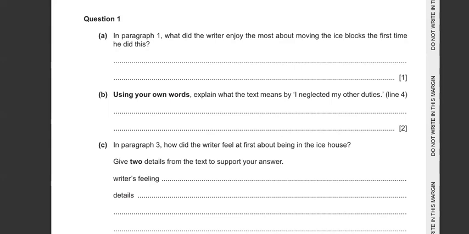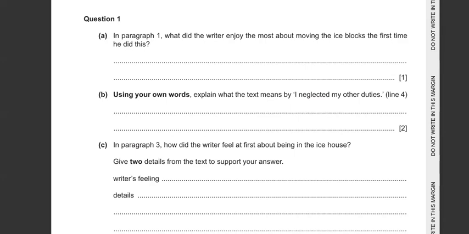So the command which has been given in the question in paragraph number 1 is: what did the writer enjoy most? That means that you have to go back to paragraph number 1 and take out one particular thing that the writer enjoys most. So that means it's an explicit question.